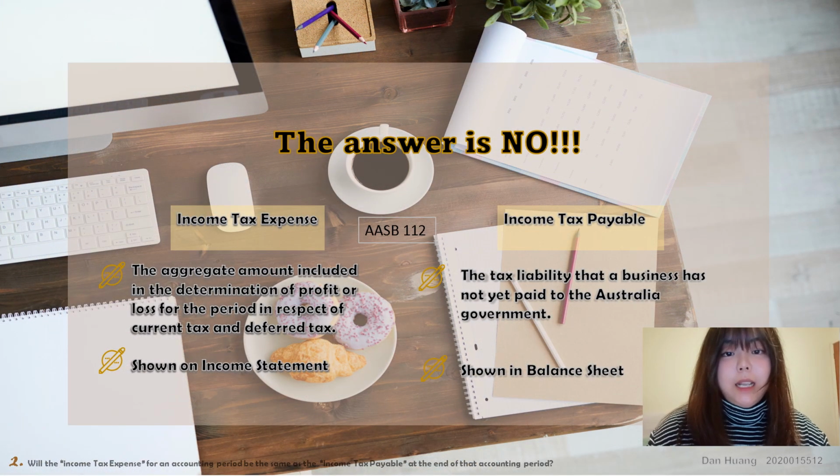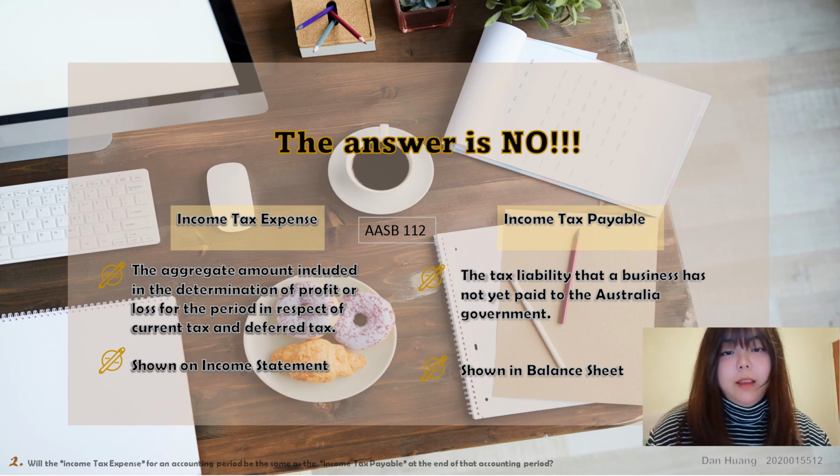To begin, let's clarify these two concepts. Income tax expense refers to the aggregate amount included in the determination of profit or loss for the period in respect of current tax and deferred tax. This figure is determined based on accounting principles and rules, and it is reported in the income statement.